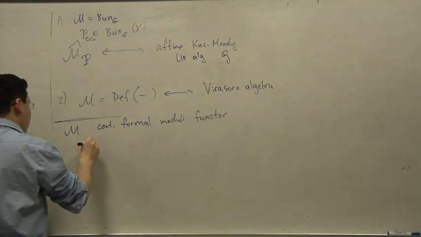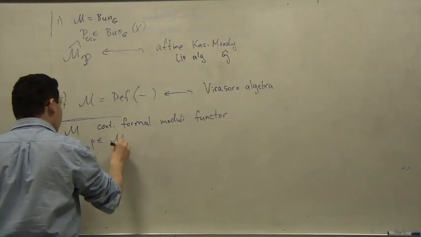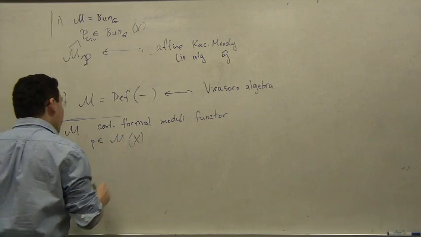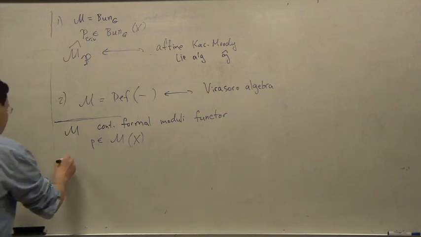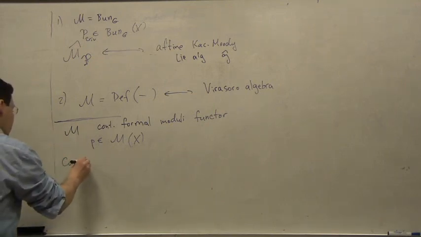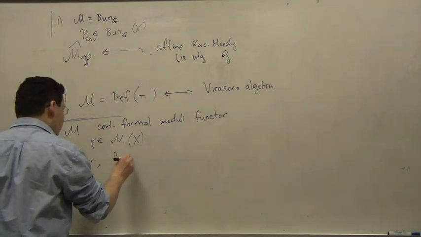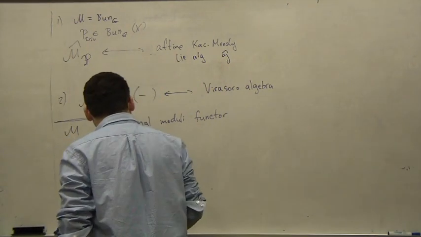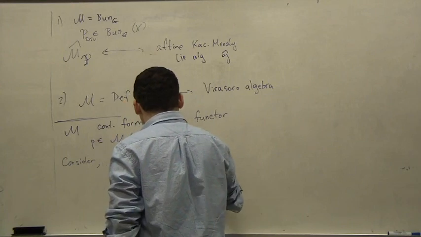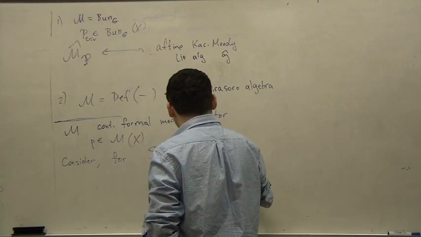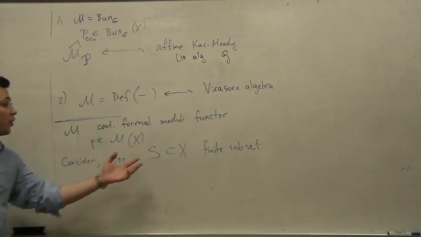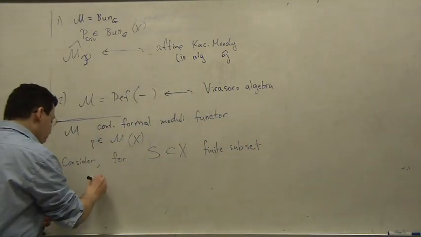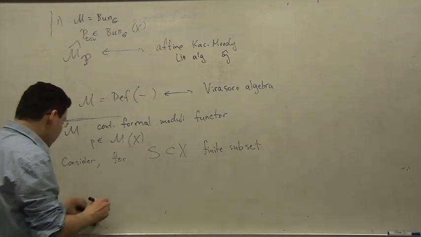So we have a point, let's call it P, inside M of X, and the formal completion is the same by this assumption that M was formal. So we can consider, let's say, X, well, let's say it like this. Suppose S is a finite subset. If we have a finite subset of this variety, we can consider, let me call this space G.